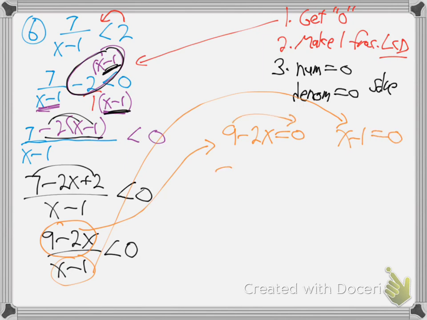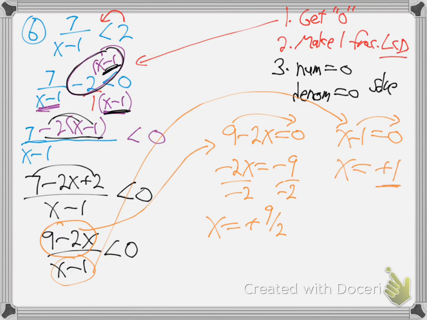So move that 9 over. Minus 2x is minus 9, divided by minus 2. X is positive 9 halves. Move that over. Positive 1. Got two answers. Positive 1, positive 9 halves. 9 halves, you can divide in your calculator, is 4.5, just so you know where that number's at.